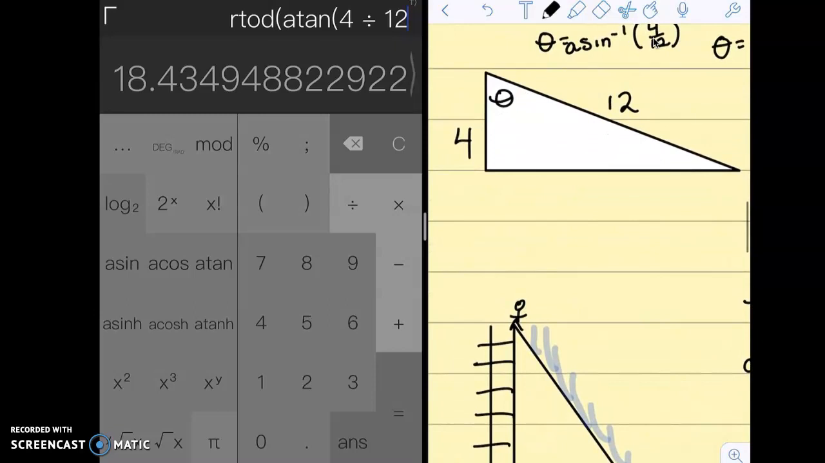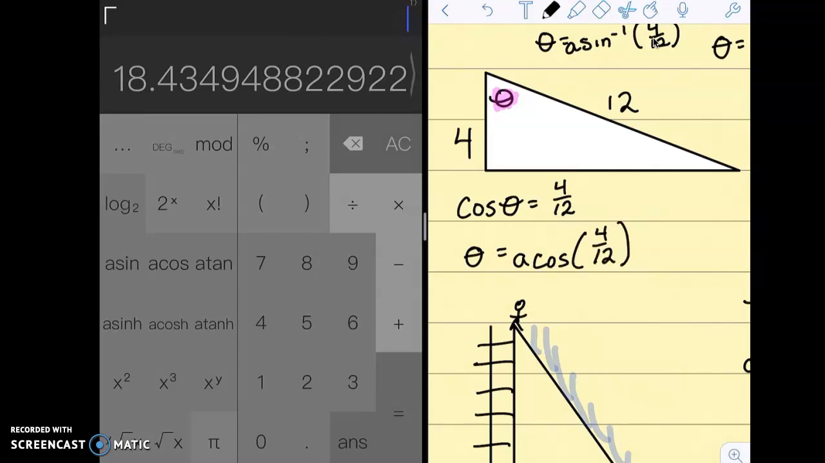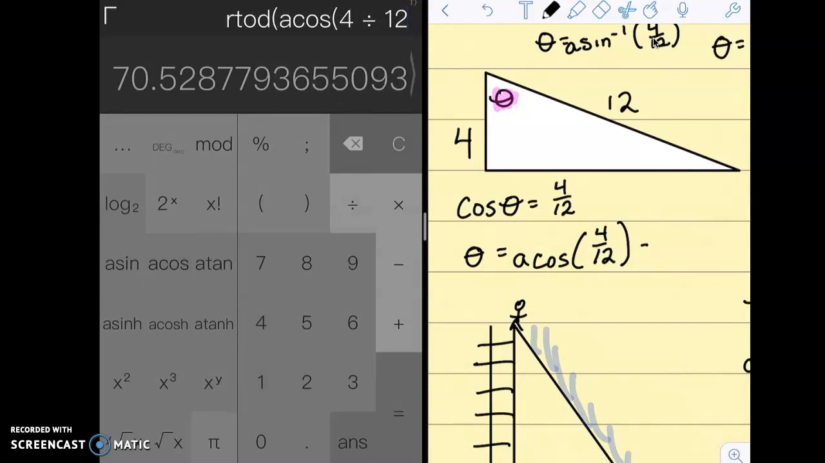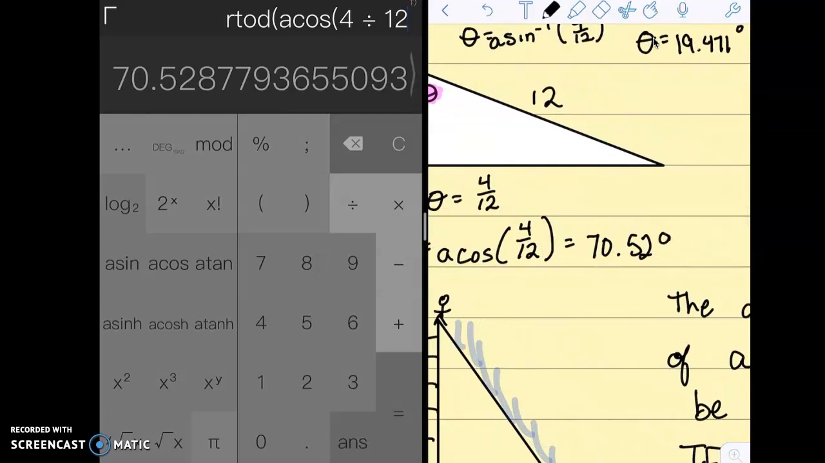Let's try this third one. Is this sine, cosine, or tangent? Look at where theta is. Be careful. Look at where theta is. Is this sine, cosine, or tangent? Pause the video. Very good. This is cosine. 4 over 12. So I'm going to say that theta is equal to A cosine, or the angle given cosine, 4 over 12. A cosine 4 divided by 12. And this time, theta is 70.529 degrees.